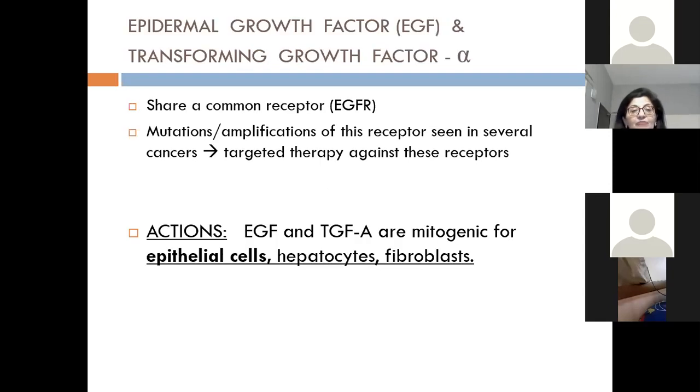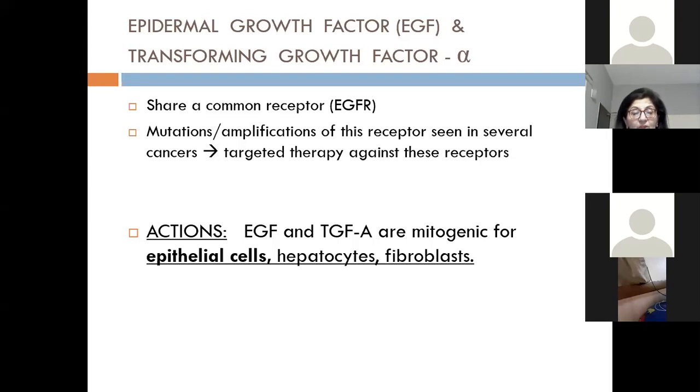The epidermal growth factor and transforming growth factor alpha, I've lumped them together because the actions are similar, and they share the same common receptor on the cell membrane. Again, if there are mutations or amplification of these receptors, they can lead to several cancers, and you can block these receptors as a part of targeted therapy in cases of cancers. The actions of epidermal growth factor and transforming growth factor alpha are that they are mitogenic for epithelial cells. Okay, the actions that I've highlighted are the main actions.